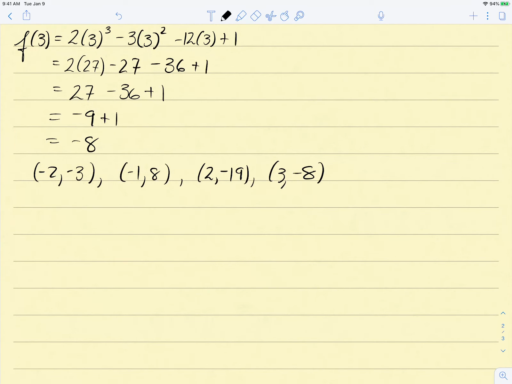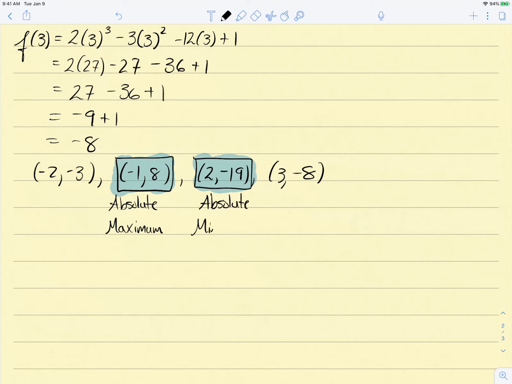So we can see that our maximum value on the interval occurs here. So this is going to be our maximum. And our minimum value is going to occur here at 2, negative 19. And there we go. So this is our absolute maximum, and this is our absolute minimum. And that's it.